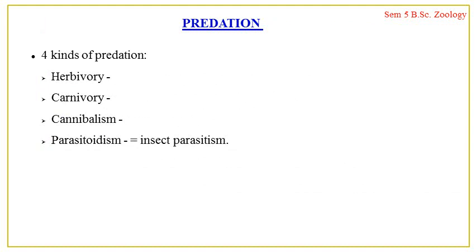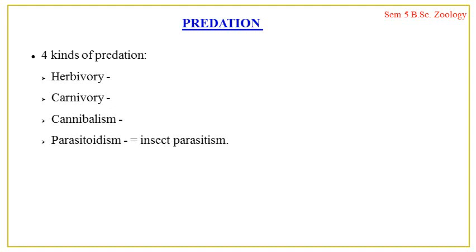Okay, now what are the different kinds of predation? There are four kinds of predation. The first one is herbivory. It is predation in which animals feed on plants. Okay, it could be leaves, bark, flowers, any plant parts. In this case, plants are not usually killed, but only damaged in some cases. Usually the plants can re-emerge.